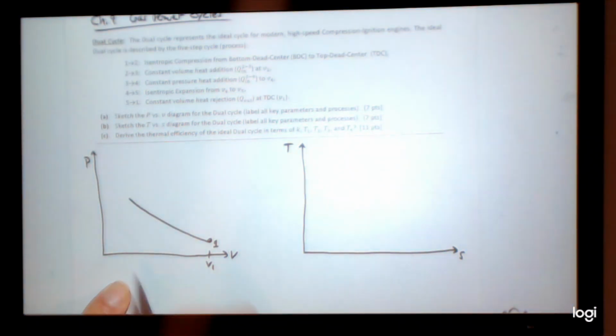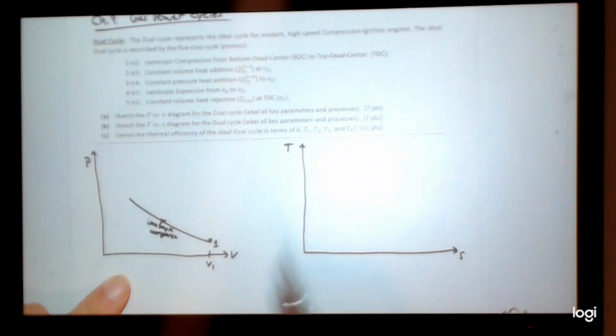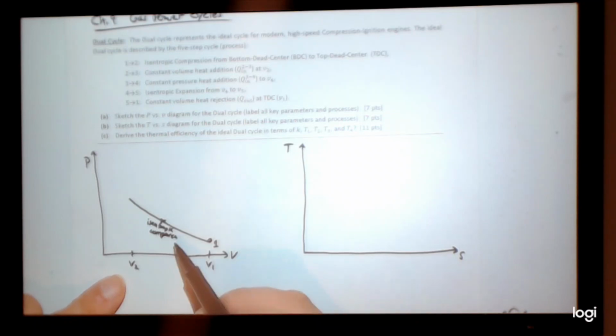Okay, so again, this is isentropic compression, and you went from V1 to V2, it's compression. Okay, it's isentropic, so delta Q equals 0, delta S equals 0.